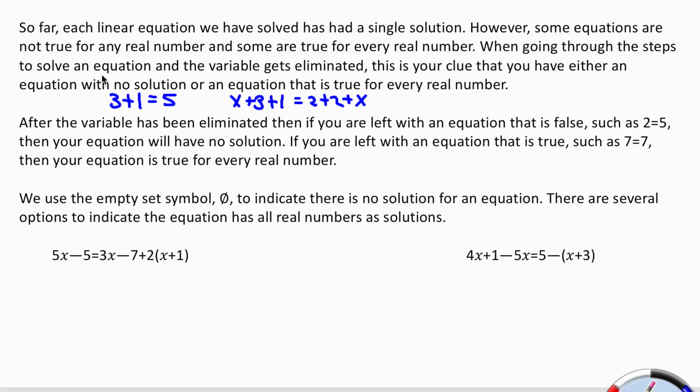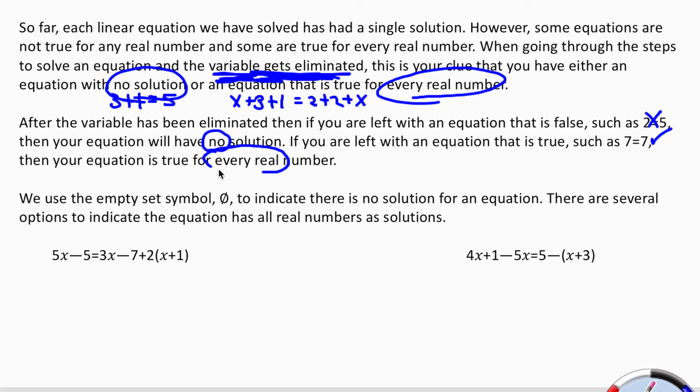When we're going through the steps to solve an equation, our clue that we either have no solution or infinite solutions is if the variable gets eliminated. Do not stop until your variable is the one that gets eliminated. And then you'll be left with something like this, just numbers and no letters. If it's not true, you're going to say you have no solution. If it is true, like 7 equals 7, then you're going to say it's true for every real number.